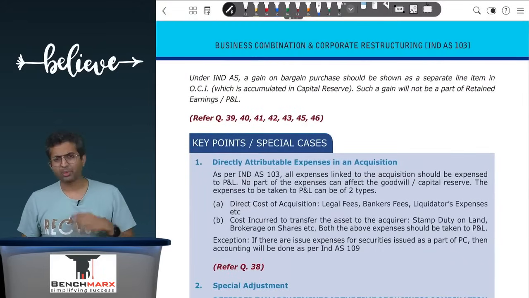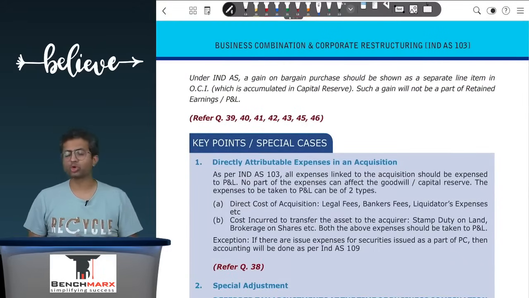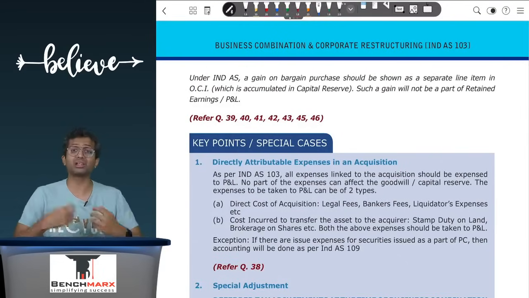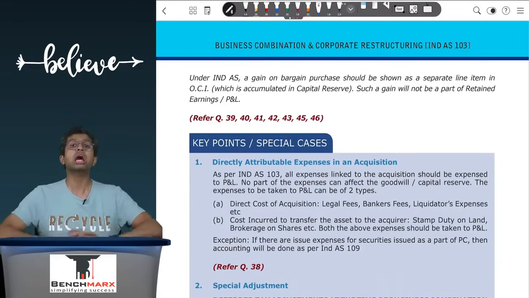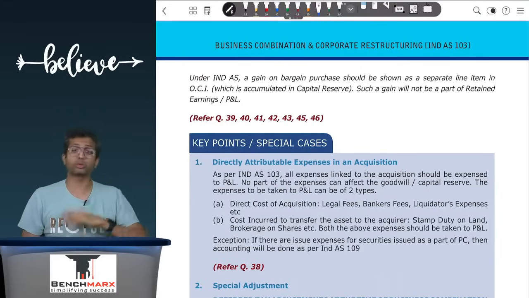Okay. A couple of other points that you need to remember before you go to the net assets working is, what if there are directly attributable costs linked to acquisition? The accounting under AS and Ind AS differs over here. If there are directly attributable costs like legal fees, bankers fees, etc., they will directly go to the profit and loss account. They will not be adjusted against the goodwill or capital reserve, unlike the AS.